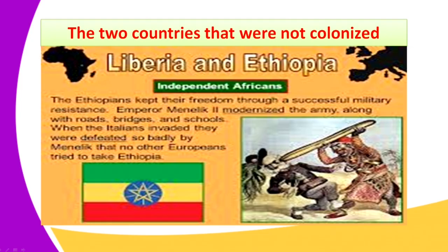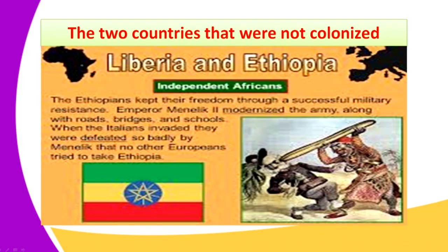The main reason is that the Ethiopians kept their freedom through successful military resistance under Emperor Menelik II, who modernized the army and made it much stronger, along with roads, bridges, and schools. So when the Italians invaded, they were defeated so badly by Menelik that no other European power was able to take Ethiopia.